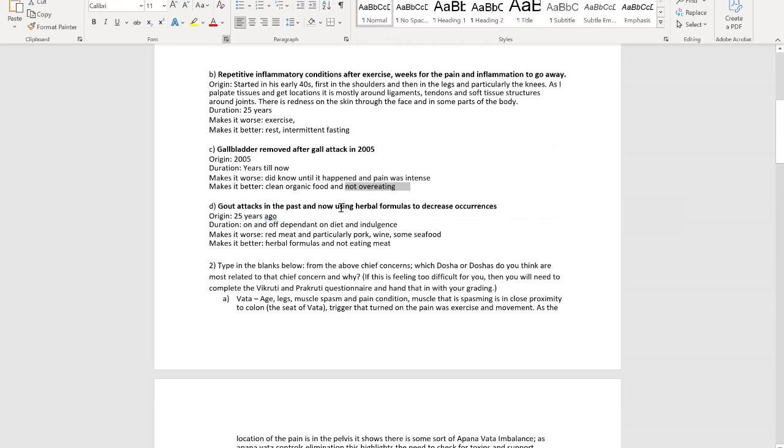Gout attacks in the past and now using herbal formulas to decrease occurrences. So he didn't really talk about this in the beginning because he hadn't had any gout attacks for a while. He'd been using some formulas to decrease the occurrences, and mostly those formulas allowed him to have it at a lower rate, but not really get to the core of it and move it out of his system.